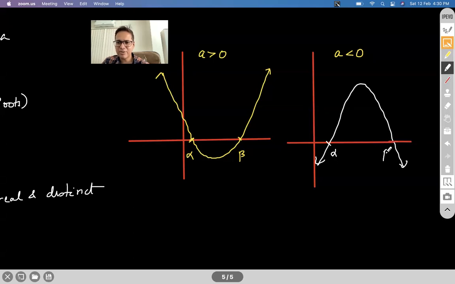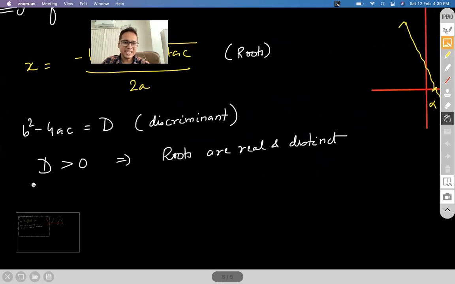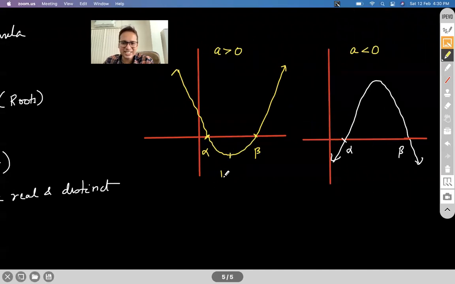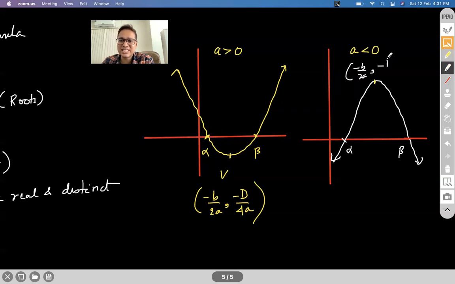Now this condition that you have on your screen, when d is greater than zero, you get real and distinct roots. How is it associated with this graph? Now let us understand that this vertex is basically a point whose coordinates are minus b by 2a, comma minus d by 4a. And you will be surprised that even for this the expression is the same. It doesn't depend on whether a is positive or negative, your vertex is still minus b by 2a comma minus d by 4a always. Now how did I get this coordinate?